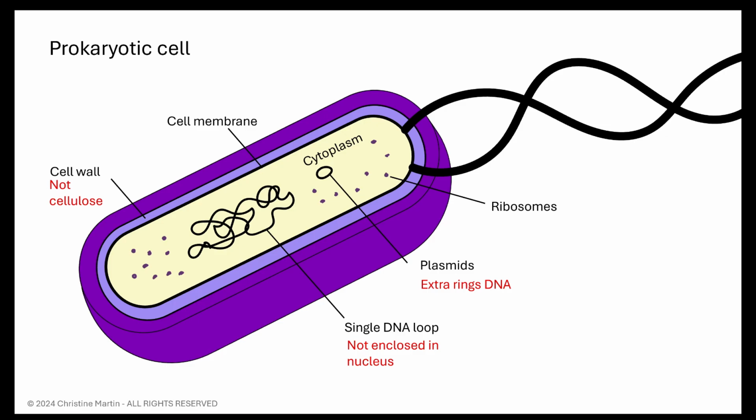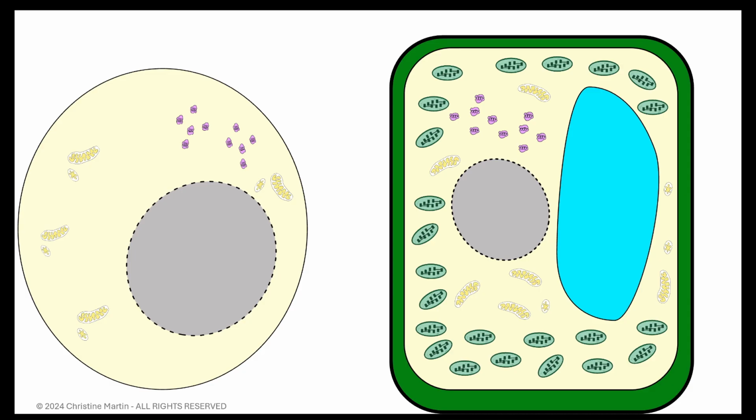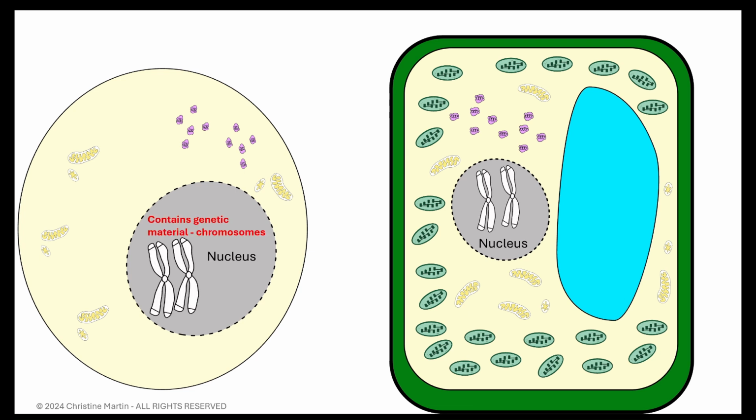If we're looking at prokaryotic cells, this single DNA loop is not enclosed in a nucleus, because the minute we jump to eukaryotic cells or animal and plant cells, the first thing we distinguish is the fact that there is a nucleus present. The genetic material is contained within that nucleus in eukaryotic cells. Now, the prokaryotic cell was circular. The eukaryotic cell has linear, which basically means long chromosomes.